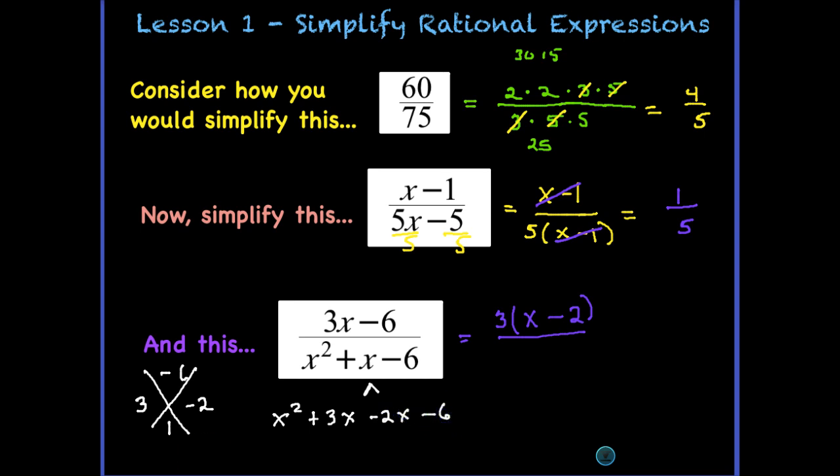Here we go, and now I'm ready to group. So I have my first group and I have my second group. In my first group, I can pull out an x, leaving x plus 3. In my second group, I can pull out a minus 2, which also leaves x plus 3. Now from these two groups, I have an x plus 3 in both, so I'm going to factor out an x plus 3.